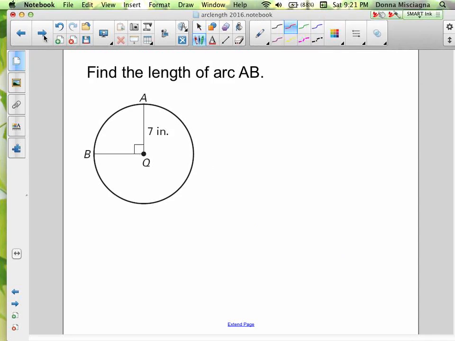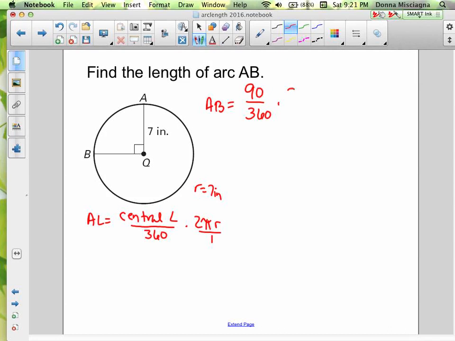We see that it's a 90-degree angle. I don't have my formula on this one. Just as a reminder, arc length is central angle divided by 360 times 2 pi r. If you had the diameter, you could use pi times diameter. Or you just find the radius. So here the radius is 7 inches. The length of arc AB is going to be 90, so that's a right angle, over 360 times 2 times pi times 7 all over 1.